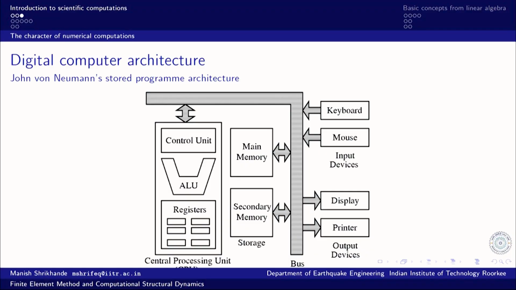And just for the sake of completeness, here is a very simple schematic representation of the organization of a digital computer, which we call the von Neumann stored program architecture. All present day computers are based on this architecture. It comprises a basic central processing unit, a control unit and an arithmetic logic unit that does the basic operations, and a very small set of memory that we call registers. This is very high speed memory.